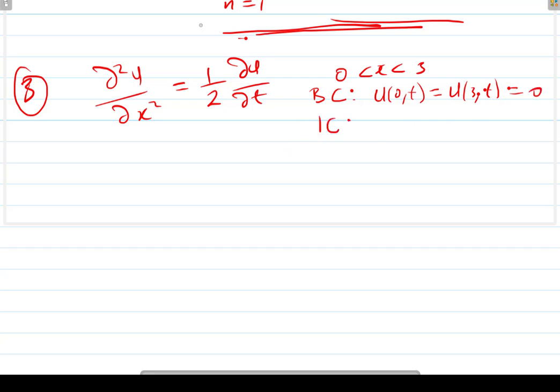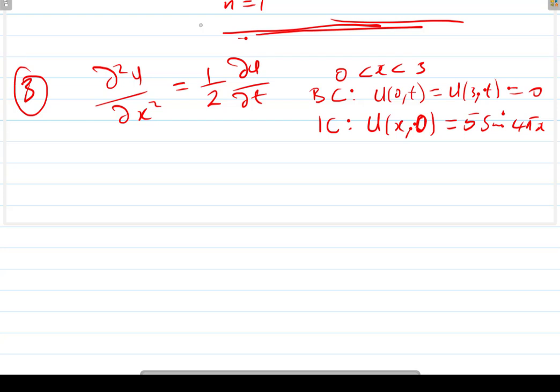Then we have the initial conditions, not initial boundary, but initial conditions. When time is 0, we are given that u is defined by 5 sine 4 pi x. So these are the things that are given here. Let us go into it and try to do it.